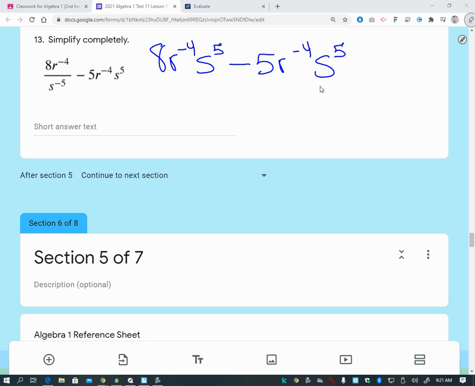The variables represent something as a whole. So I don't need to change their exponents. I just need to change how many of that set that I have. Is that clear? Okay? So in light of that, Grayson, what do I do here then? 8 minus 5, perfect. What is 8 minus 5? 3. Okay, so I've got 3 what? Brianna?